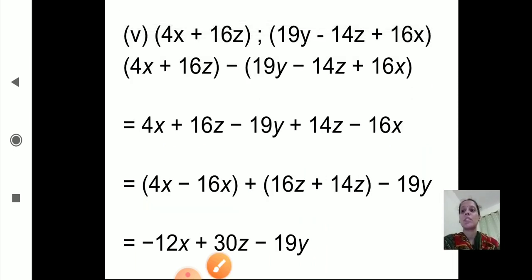Yes, now this is the fifth one. The first expression is 4x plus 16z, and the second algebraic expression is 19y minus 14z plus 16z. Now what is the first step? Yes, we will write down both the algebraic expressions in brackets with a minus sign in between, right?